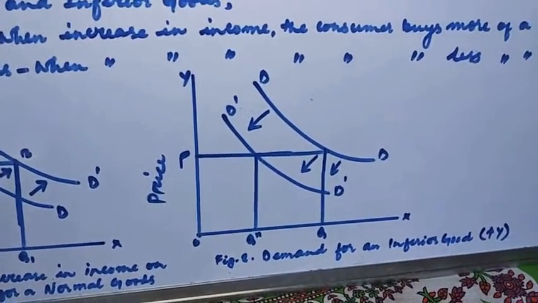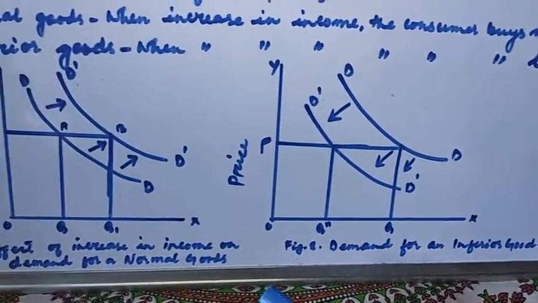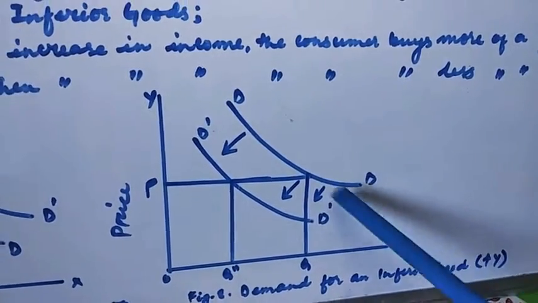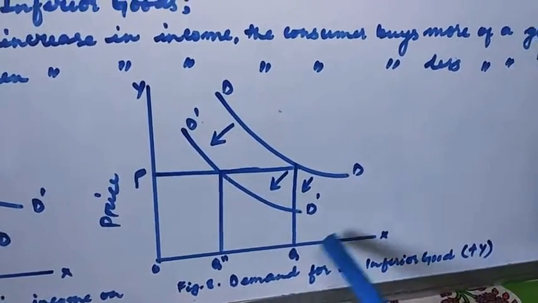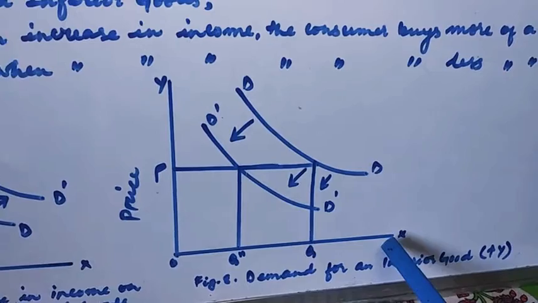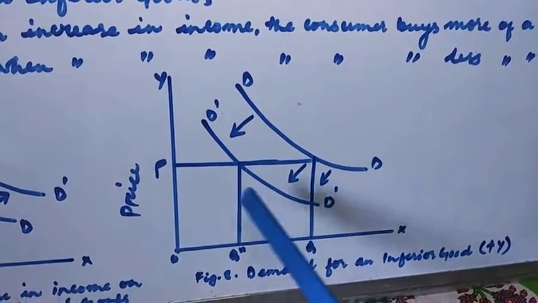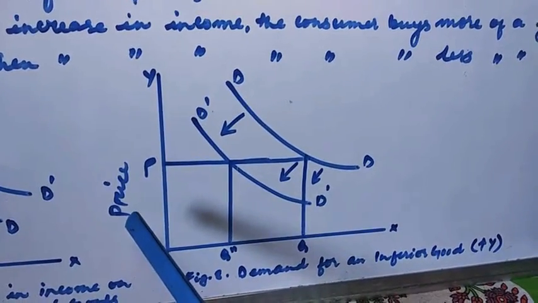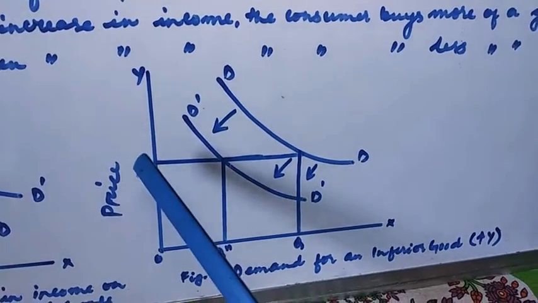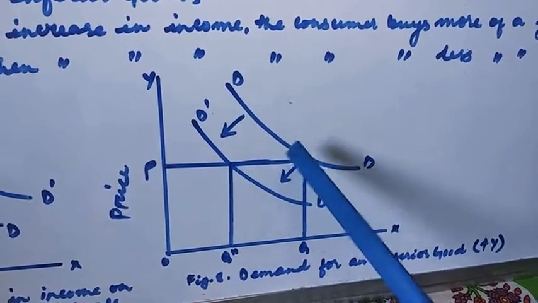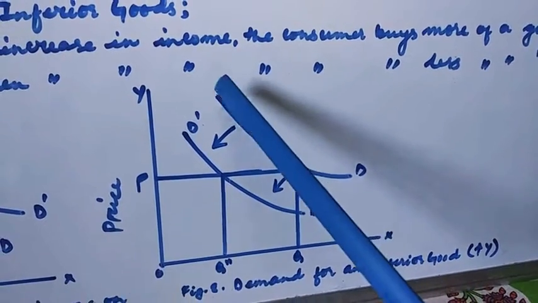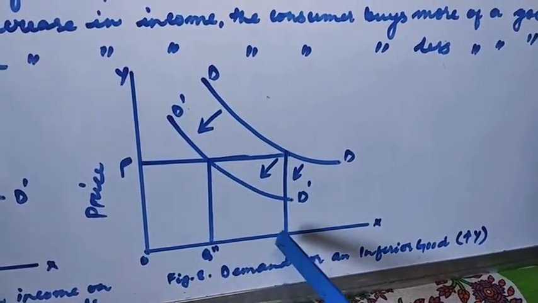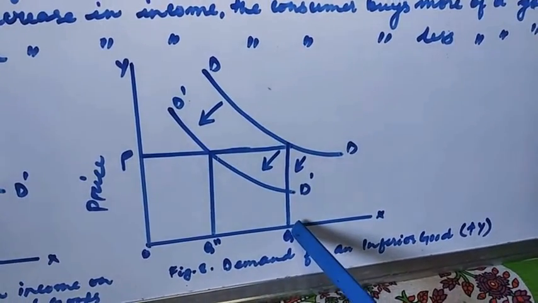And opposite to this, let us see the effect of increase in income on demand for an inferior good. So this is the case of an inferior good. Again, on the x-axis we are measuring quantity demanded for an inferior good, and on the y-axis we are measuring price for that good. So with the price OP given, before the rise of income, the demand curve is DD. So a consumer is demanding OQ quantity of the inferior good.